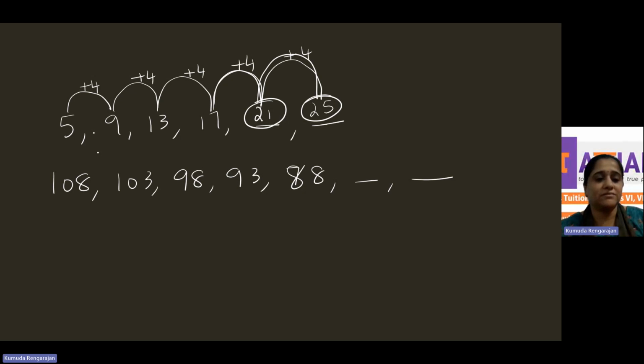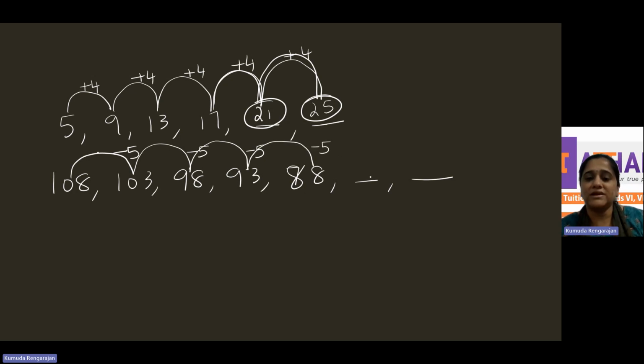So 108 minus 5 is 103. 103 minus 5 is 98. 98 minus 5 is 93. 93 minus 5 is 88. So the next number will be 88 minus 5, 83. And the next one will be 83 minus 5, which is 78.